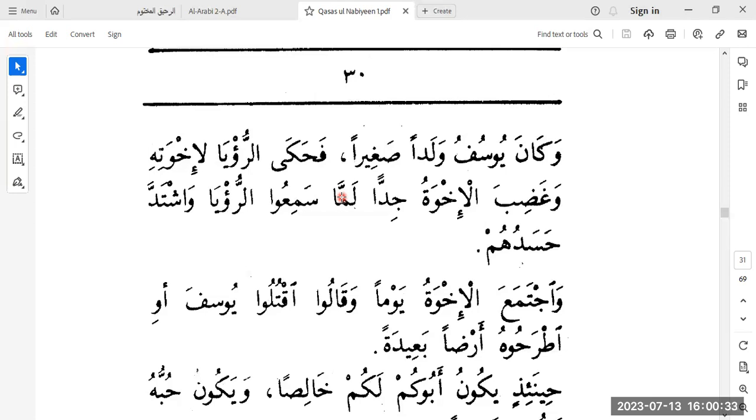So there's a madi coming here. One verb is here: sami'u, right? So this is madi. Sami'u, when they heard ar-ru'ya, when they heard the dream. Washtadda, that's the second verb here. Washtadda hasaduhum. So their anger intensified. Hasaduhum is the fa'il marfu'. Hasadun is the noun, mudaf and mudaf ilayhi, and this is the fa'il of washtadda.